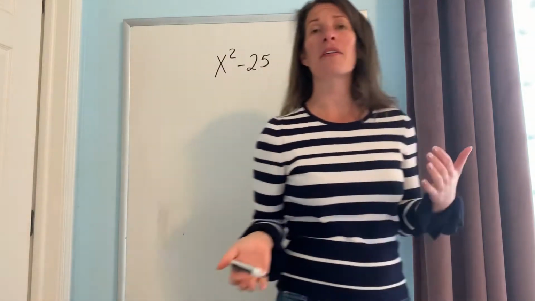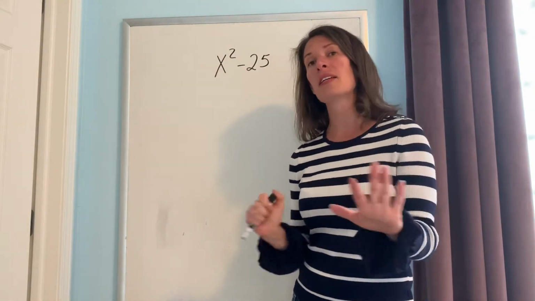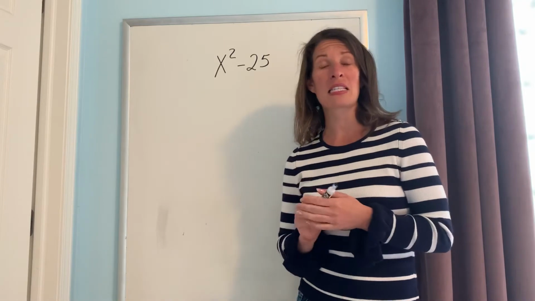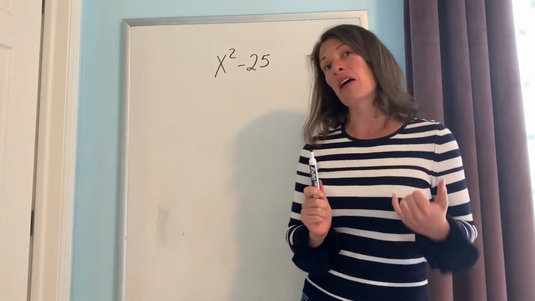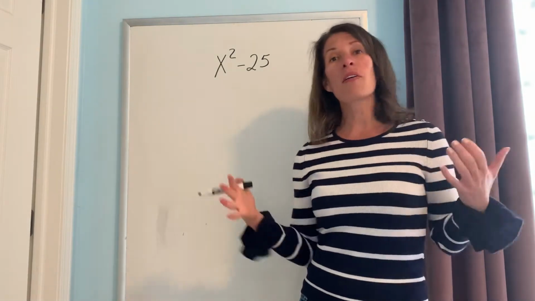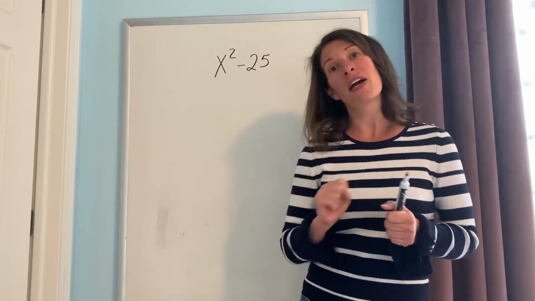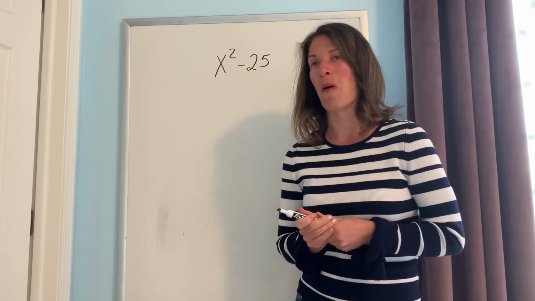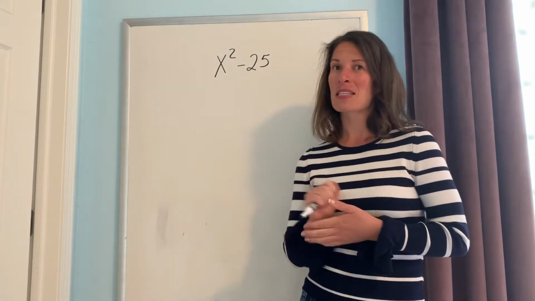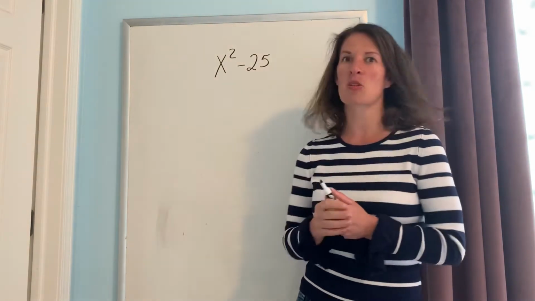Now there is a pattern to difference of squares, and once you find it, it makes this super fast and simple. But I'm not going to tell you the pattern because otherwise it just becomes a trick that you have to memorize. So once you find the pattern, fantastic, let me know. Until then, we're going to do the same exact thing. So I have x squared minus 25.